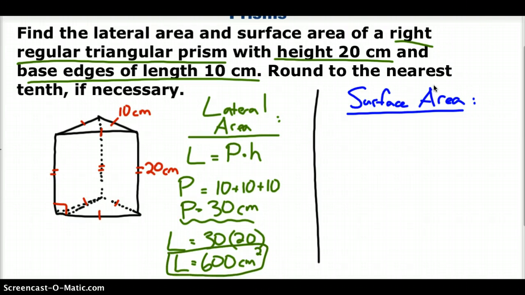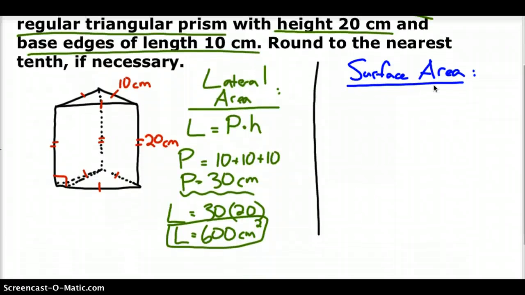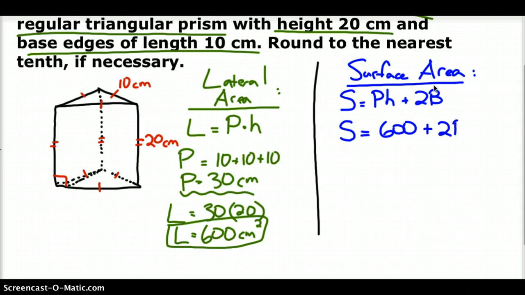All right, well, now we want to go find our surface area. When we find our surface area, we're going to run into a little bit of a problem. But let's just go ahead and get started anyways. Our surface area is just going to be equal to my perimeter times my height plus 2 times the area of the base. I'm going to cheat here and just say that my perimeter times my height just gave me 600 square centimeters. So the surface area is going to be equal to 600 plus 2 times the area of my base. Well, what is the area of my base? Well, I don't know that yet.